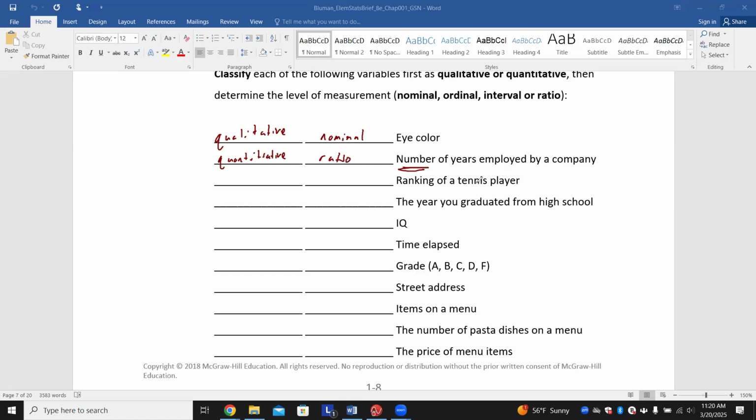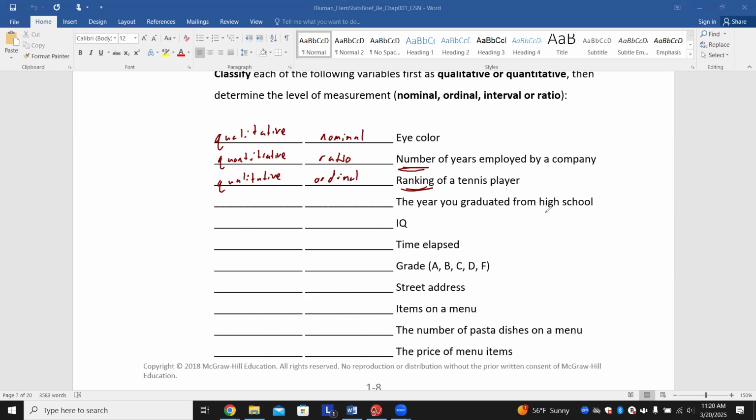Ranking of a tennis player, all right? It does not have numbers. It's just a ranking. So this would be a qualitative, and it's a ranking, so it is put in an order. So this means it is ordinal.